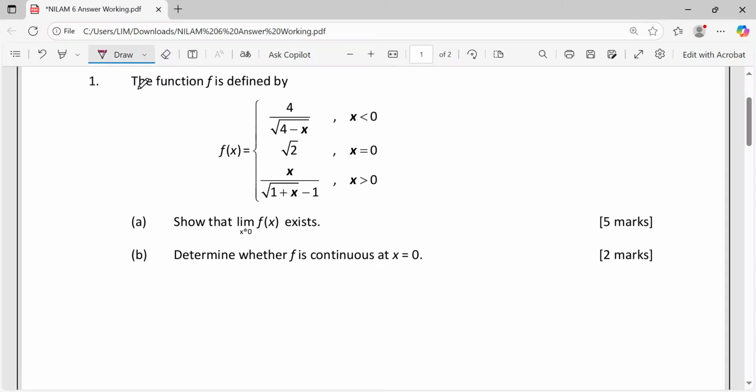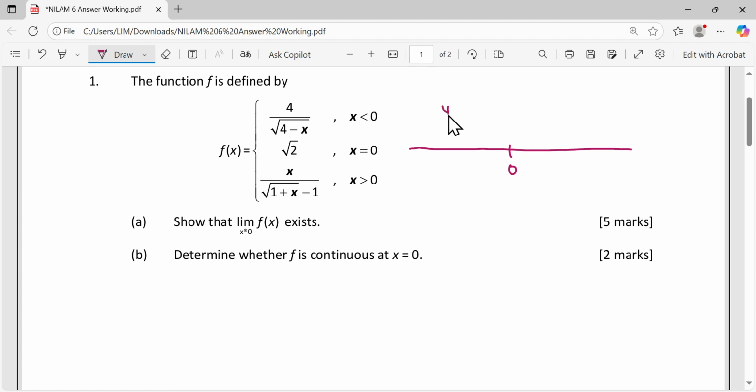Hi everyone. For this question, we're going to discuss a piecewise function. For question A, show that the limit as x approaches 0 of the function exists. Then determine whether the function is continuous at x equals 0. So first of all, when we get a piecewise function, we draw it in intervals.